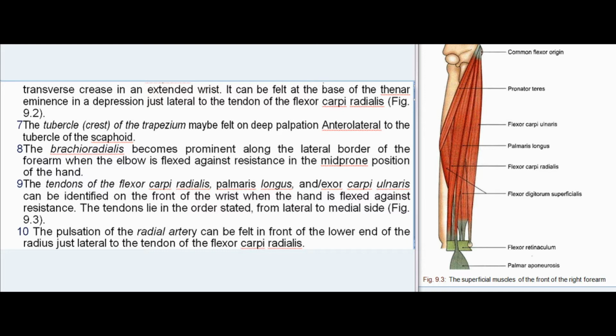12. The tendons of the flexor carpi radialis, palmaris longus, and flexor carpi ulnaris can be identified on the front of the wrist when the hand is flexed against resistance. The tendons lie in the order stated, from lateral to medial side, Fig 9.3. 13. The pulsation of the radial artery can be felt in front of the lower end of the radius just lateral to the tendon of the flexor carpi radialis.